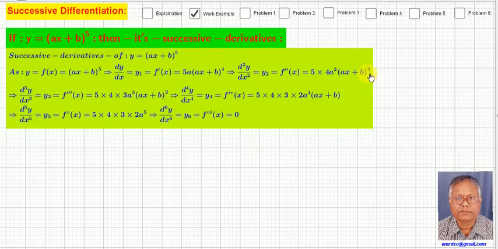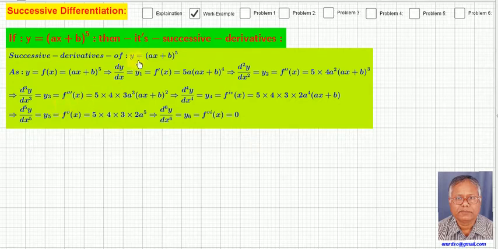5 into 4 into a square (ax plus b) whole power 3. In fact, keep in mind this 5a into (ax plus b) whole power 4 is the first derivative of (ax plus b) power 5, and 5 into 4 into a square (ax plus b) cube is the second derivative of (ax plus b) whole power 5, but it is the first derivative of 5a into (ax plus b) power 4. Mind it. And so on.